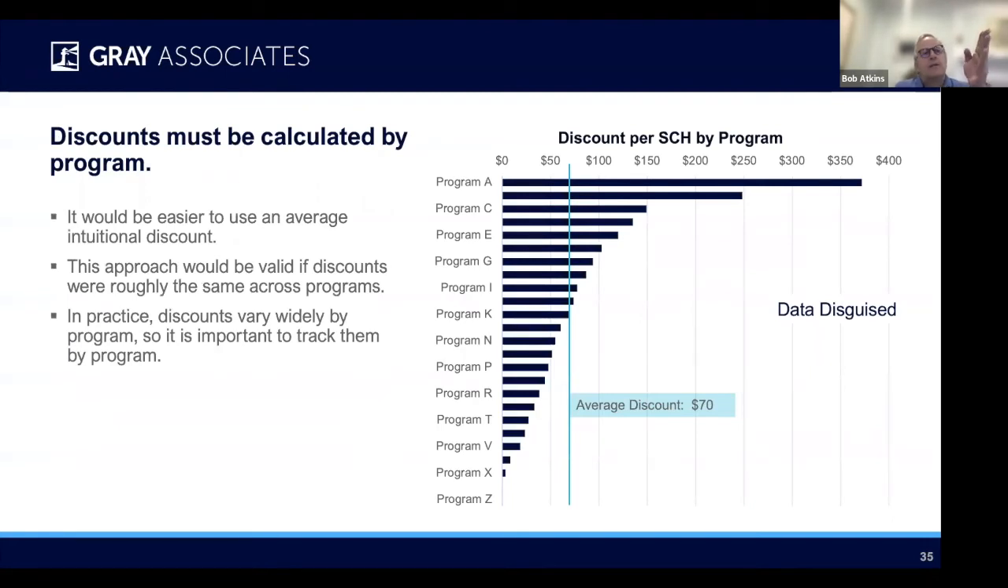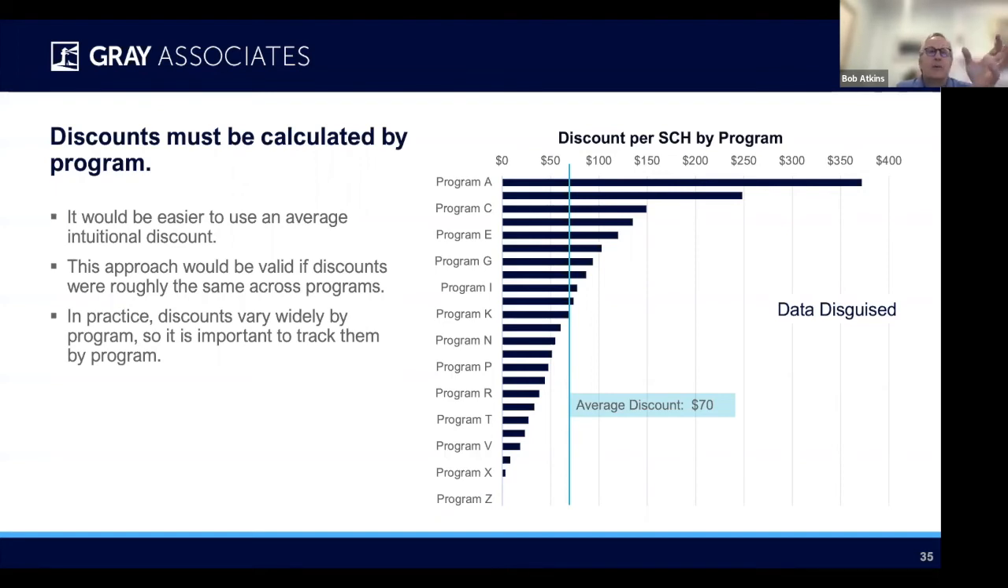Now, we've had discussions with folks who said, well, we really should just use the average discount. This data is disguised, as is all the institutional data we're looking at today. But when you look at this kind of variability by program, and this is real in terms of amount of variation, you just can't ignore it. There are some of these programs that are giving out $350 per student credit hour in discounts, others where it's zero. And so if you average this out, you're really distorting the actual economics of your programs.